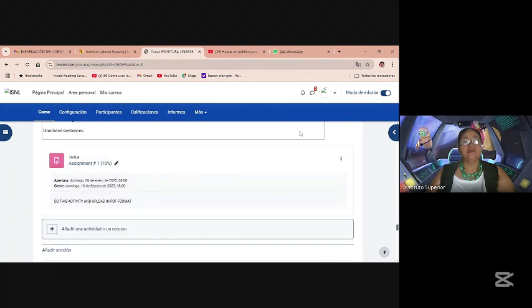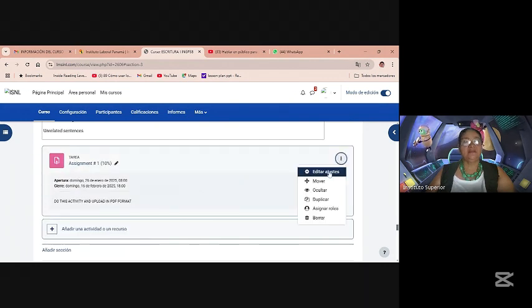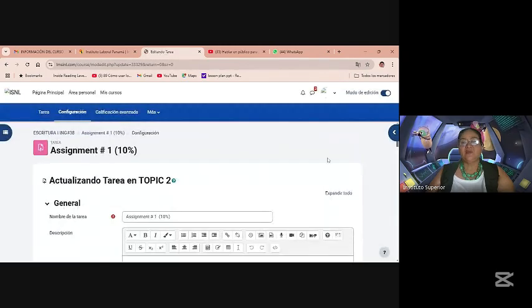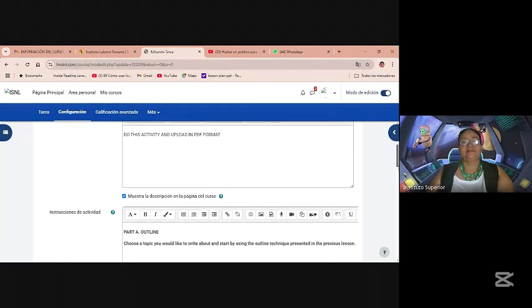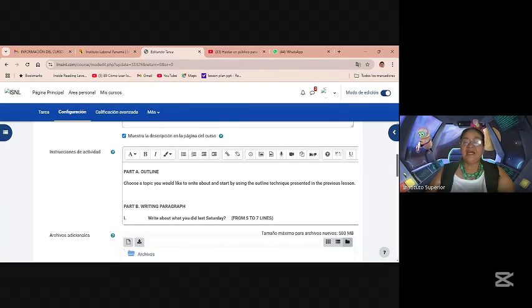Week number 2, we have assignment 1. What is assignment 1? In assignment 1, you are going to prepare an outline. It says, choose a topic you would like. So you are going to decide what topic you are going to select. It is your decision. Write about it and start by using the outline technique. So you are going to prepare an outline. What outline? Following that format, I'm going to explain.